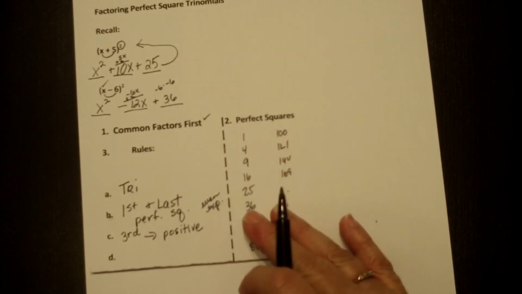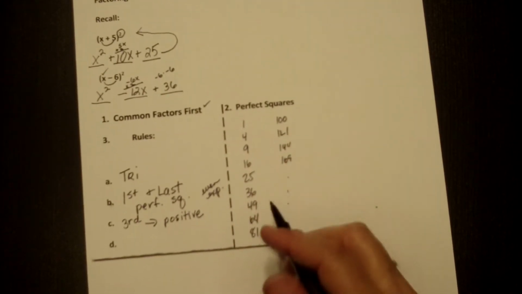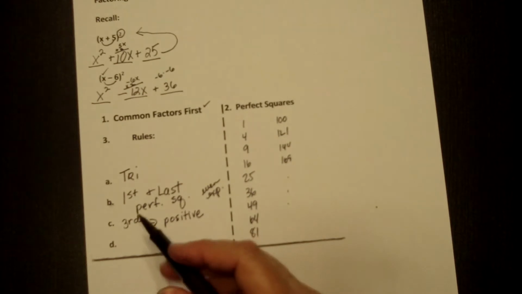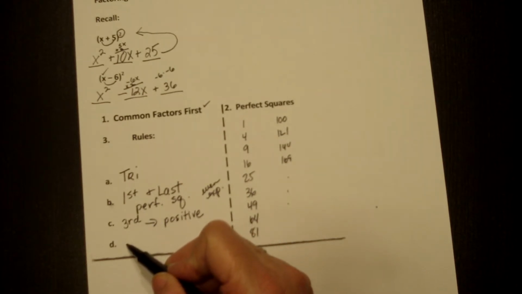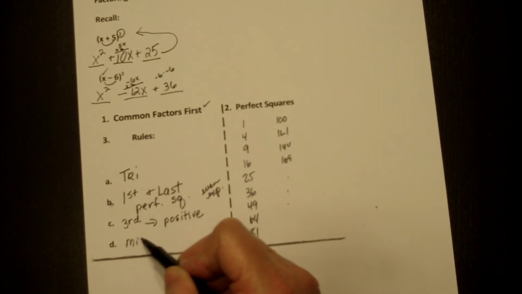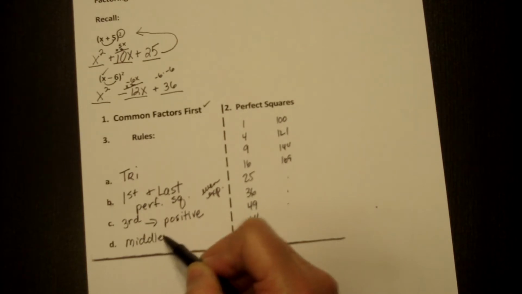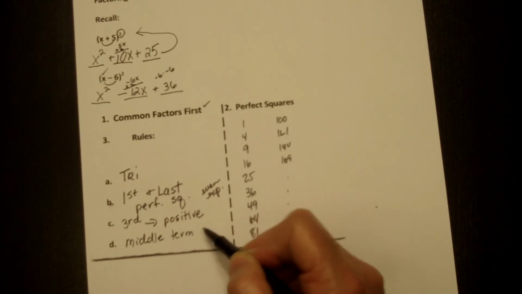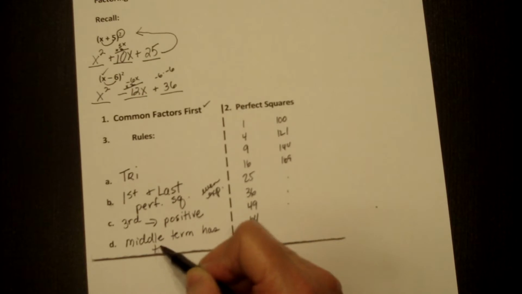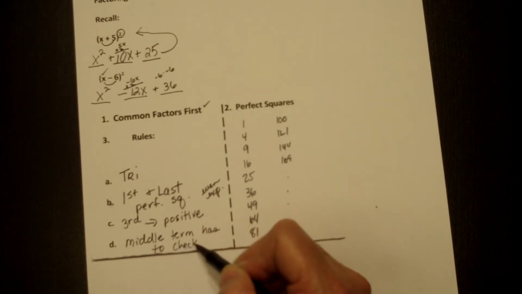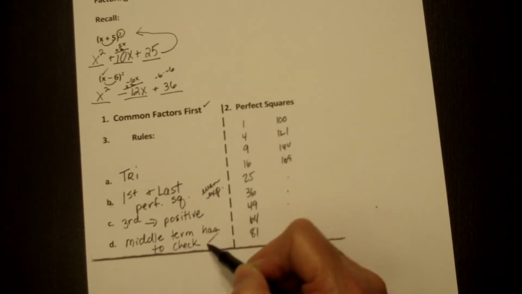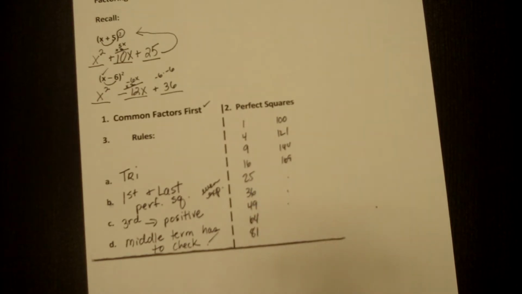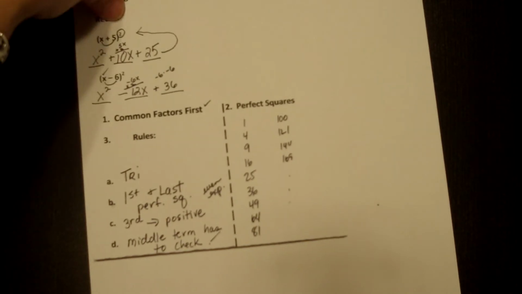All right, so we have the first and last have to be perfect squares. Remember, if it's an exponent, you have to have even exponents if they're perfect squares. Then the third term, for this shortcut to work, also has to be positive. And then once we get it factored, one more thing that you have to do is make sure that the middle term will check. We'll talk about that in just a minute. So those are, I guess, what I call the rules, or the things that you have to look for. Now let's look at a couple of problems.